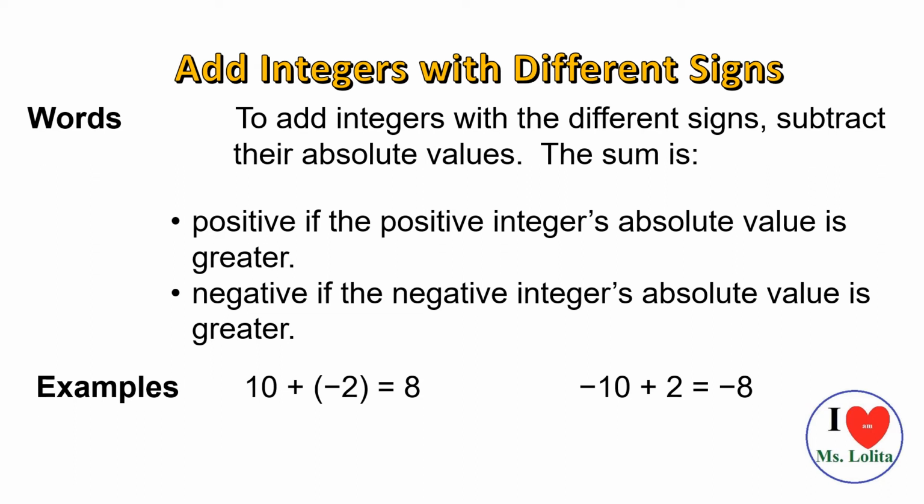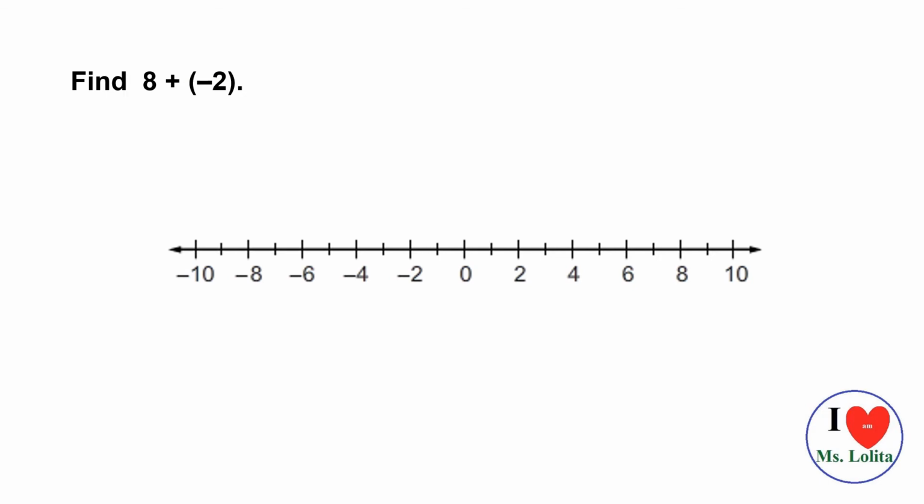And the other one is negative 10 plus 2. So, the answer is negative 8. Because the bigger number here has a negative sign. Do you understand? Let's work on this example using a number line. Find 8 plus negative 2.